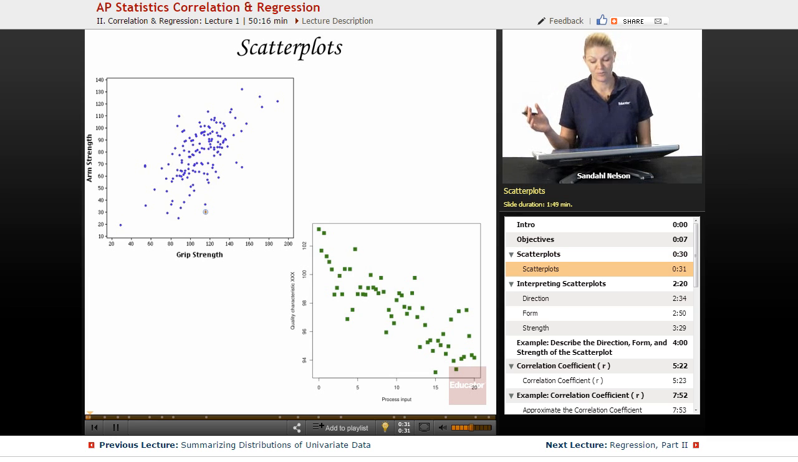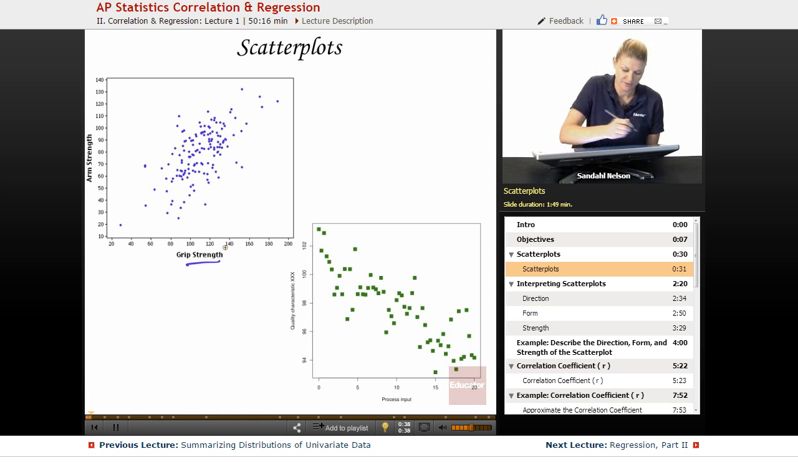So let's start with scatter plots. You've probably seen a plot like this before, but the key thing to note is that there are two variables, two continuous variables. So we have two numerical variables, and each dot will have a value for both of the variables. In this example, we have grip strength and arm strength, and every person can have a measure of the grip strength and then the arm strength. In this case, grip strength is our x variable and arm strength is our y variable.